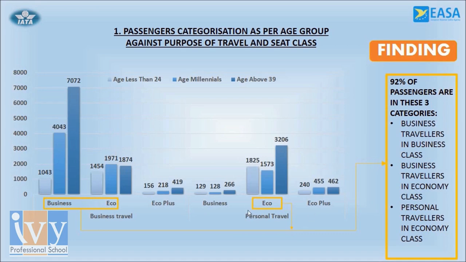In the personal travel passengers category, we can see the economy class was the most preferred one, with the highest percentage of passengers of all ages choosing economy class. So the finding from this particular categorization was that 92% of the passengers are in these three categories alone. 92%. So that's a pretty big number.